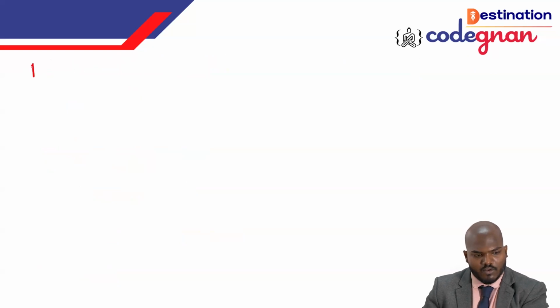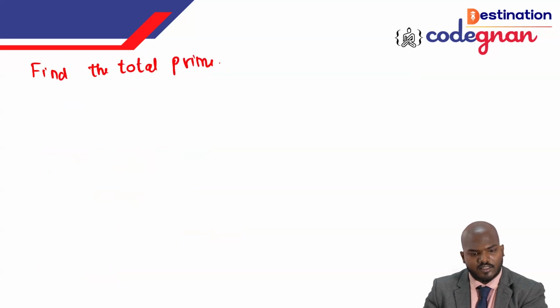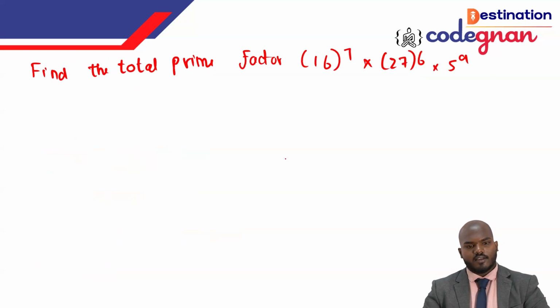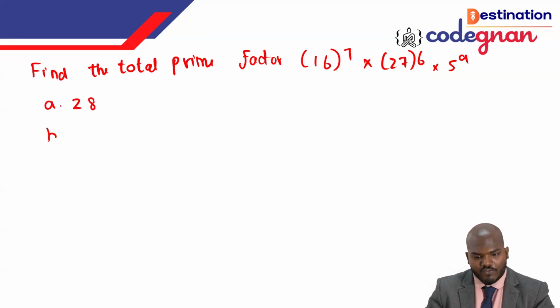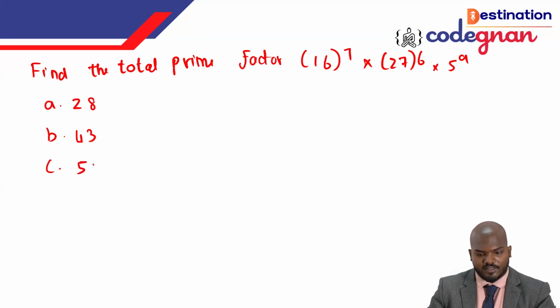Okay, so find the total prime factors in the product of 16 power 7, 27 power 6 and 5 power 9. I'll give the options as well, but you must try before I finish writing the options. Anyone, please give me the answer in the comments, please. Okay, I'll understand that you are faster than me.